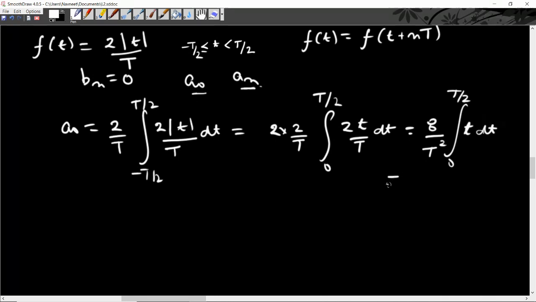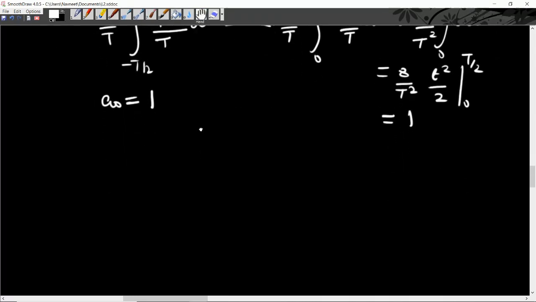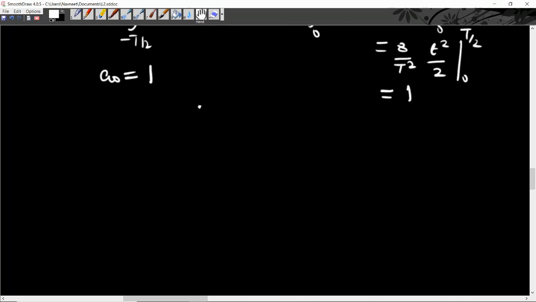So this integral is given by this, and this turns out to be 1. So a naught is equal to 1. Next we'll find the coefficients of the cosine terms.